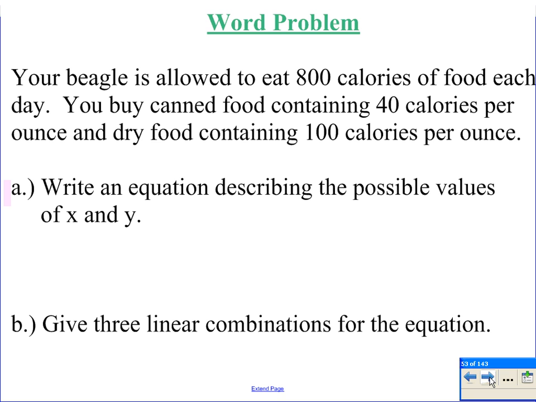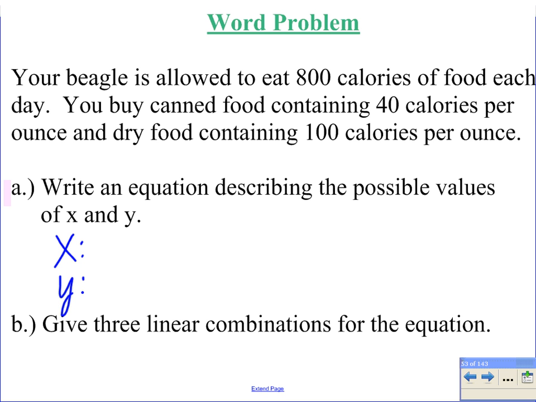Next one, your beagle is allowed to eat 800 calories of food each day. You buy canned food containing 40 calories per ounce, dry food containing 100 calories per ounce. Write an equation describing the possible values of x and y. First we have to say, what do you want x and y to be? Gigi?